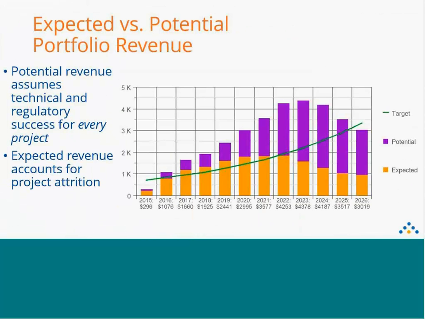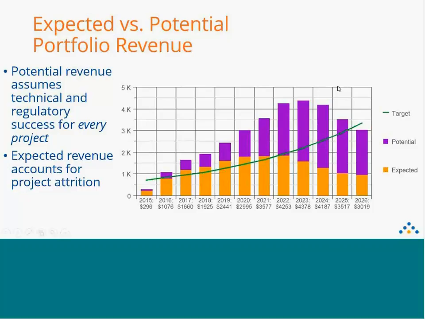Expected versus potential revenue is another metric that often is used in our portfolio reviews with clients. The potential revenue is assuming PTRS, or technical and regulatory success, for every product and every project that's in the pipeline. And this is contrasted with the expected revenue, which is going to be less if there's any uncertainty in success, because it looks at the actual attrition that will occur.